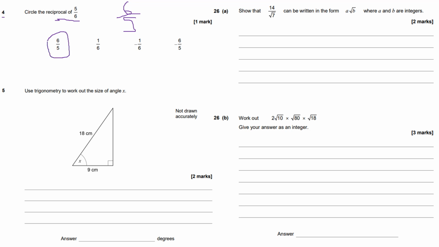I'm going to circle option number 1. Question number 5, use trigonometry to work out the size of angle x. Okay, so this was actually a non-calculator question here, so it's using our exact trig values. So labeling on the sides, that's the opposite, that's the adjacent, and that's the hypotenuse. Based on that, I'm going to use the cosine. So cos of x is equal to the adjacent, which is 9 over 18, which simplifies to a half, dividing top and bottom by 9.